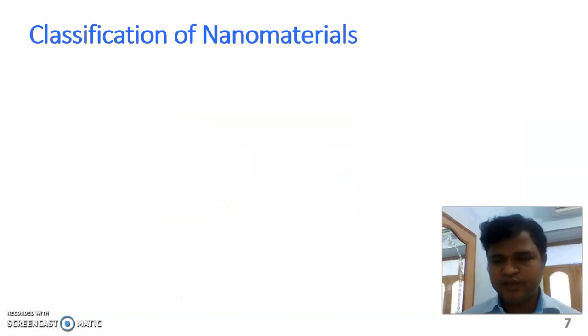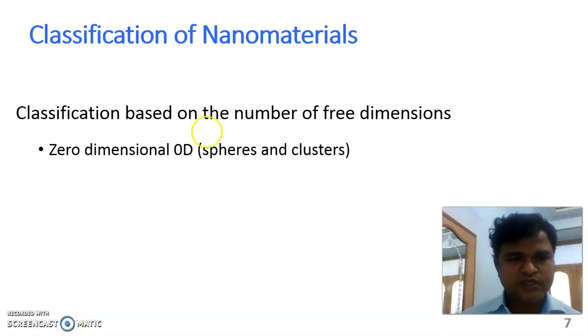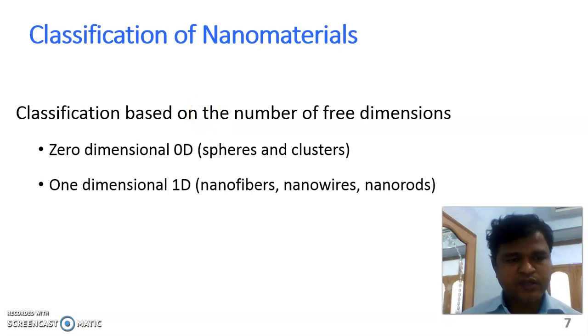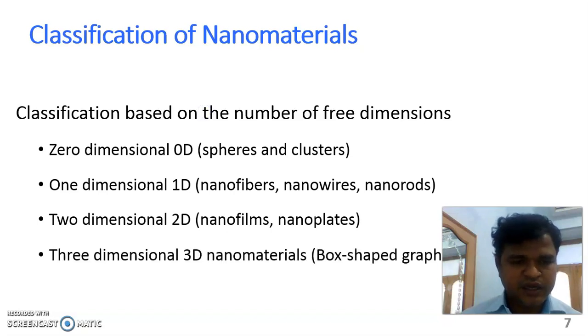Classification of nanomaterials. We can classify nanomaterials in different ways, also based upon the nanoparticles, but here the classification is done based upon the number of dimensions. The first one is 0 dimension materials. The others are 1 dimension, 2 dimension, and 3 dimension nanomaterials. For example, 0 dimension examples are spheres or clusters. 1 dimension: nanofibers, wires, rods. 2 dimension: nanofilms, plates. 3 dimensions: box-shaped materials.